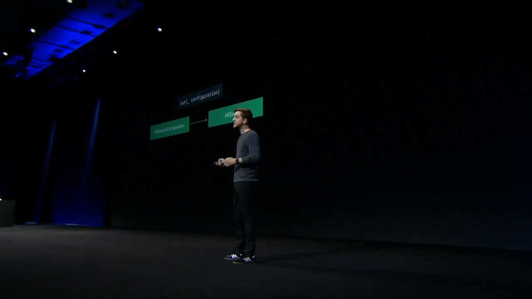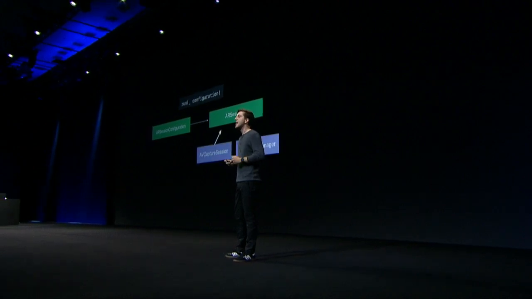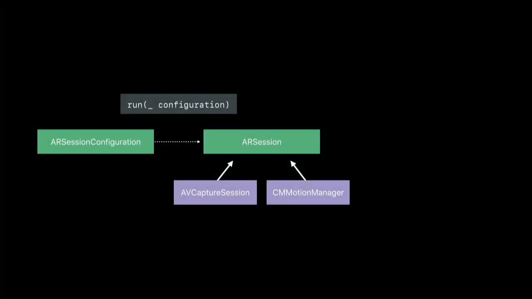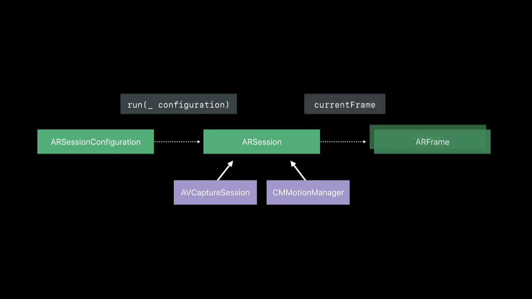And with that, processing immediately starts, and we also set up the capturing underneath. So under the hood, you'll see that there's an AV capture session and a CM motion manager that get created for you. We use these to get image data, as well as the motion data that's going to be used for tracking. Once processing is done, AR session will output AR frames. So an AR frame is a snapshot in time, including all of the state of your session, everything needed to render your augmented reality scene.